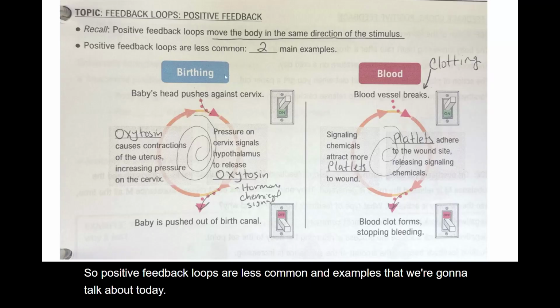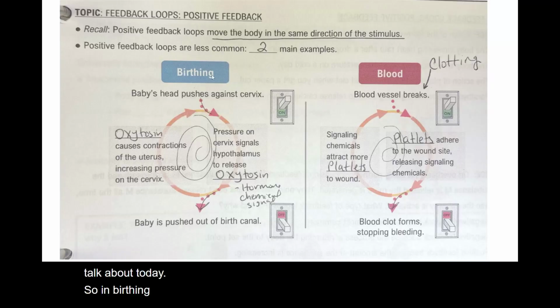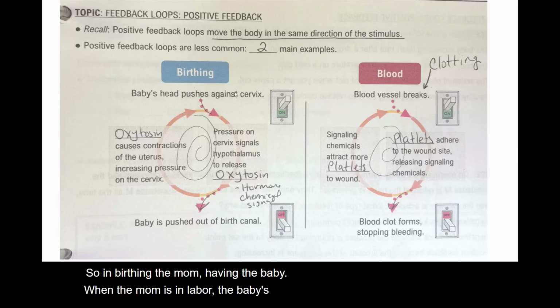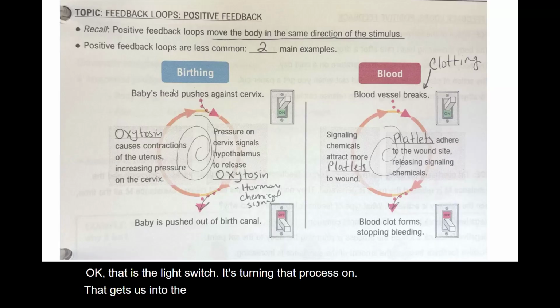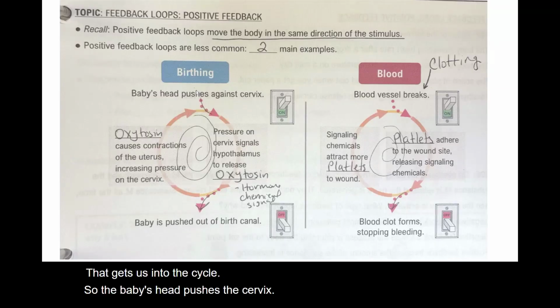So in birthing, the mom having the baby. When the mom is in labor, the baby's head pushes against the cervix. Okay, that is the light switch. It's turning that process on. That gets us into the cycle. So the baby's head pushes the cervix, turns the system on.